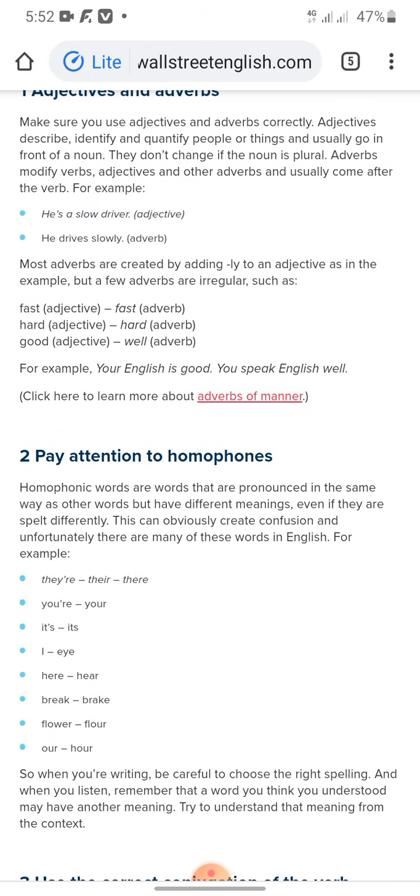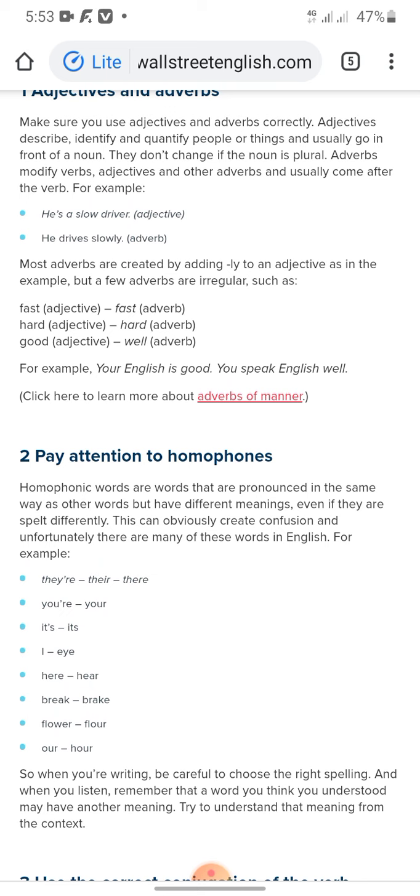So pay attention to homophones. Homophones are words that are pronounced in the same way as other words but have different meanings even if they are spelled differently. It means that the meaning is different. So this can obviously create confusion, and unfortunately there are many of these words in English.